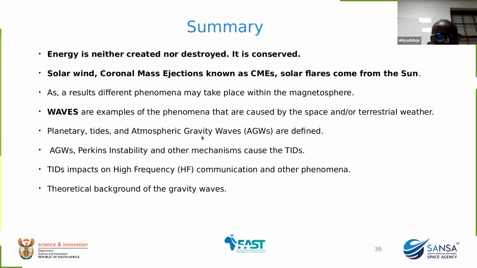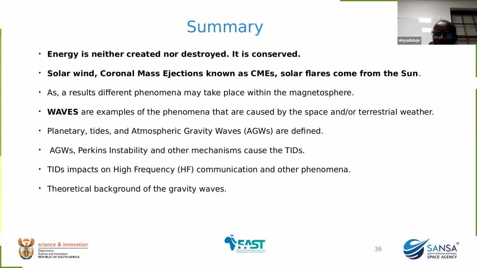We have also found that solar wind, coronal mass ejections, and solar flares come from the sun and impact our atmosphere by causing different phenomena in our ionosphere. An example of the phenomena that can take place in the atmosphere is waves. Those waves, we have found, include planetary waves, tides, atmospheric gravity waves, and many others. Atmospheric gravity waves, Perkins instabilities, Lorentz force, Joule heating, and other mechanisms can cause traveling ionospheric disturbances.